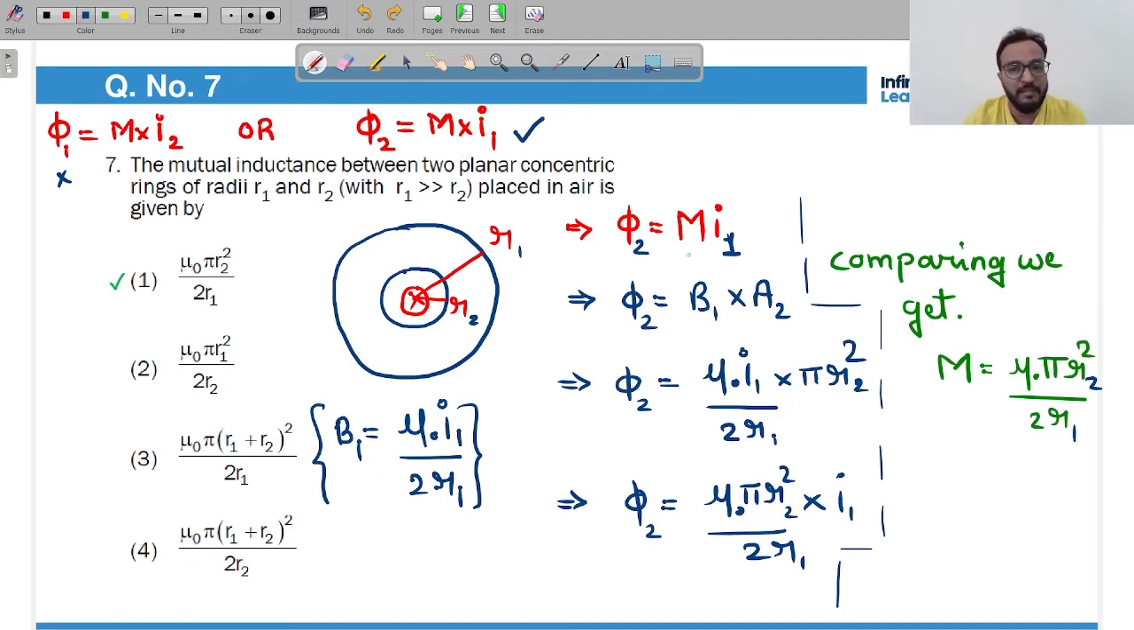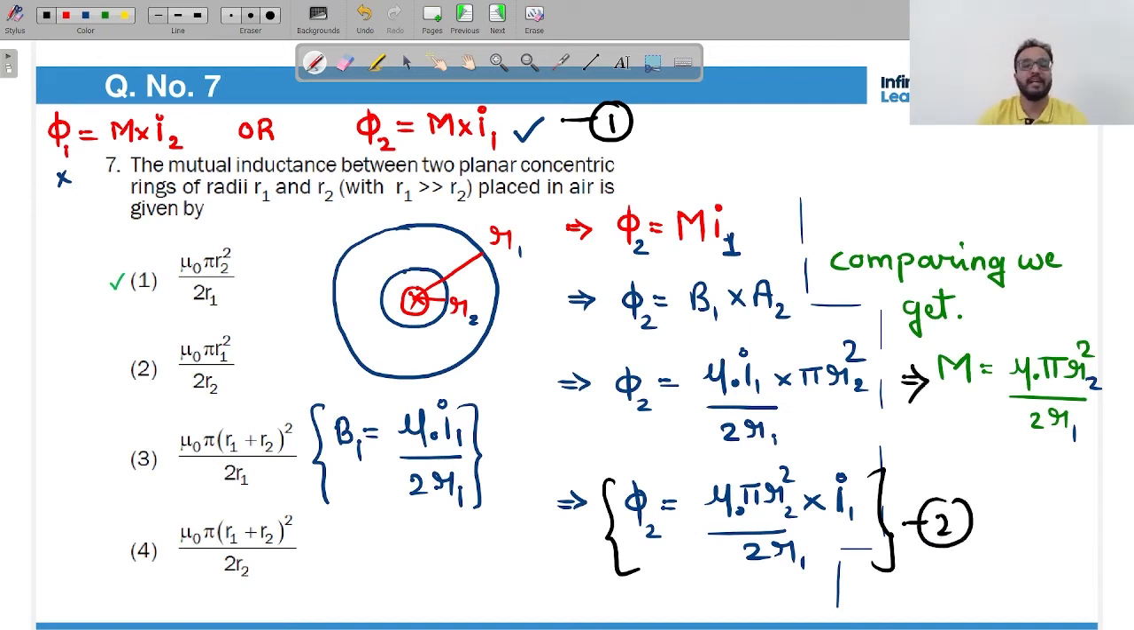So phi 2 is M I1, and phi 2 is B1 into A2. Obviously, magnetic field due to the first coil into area of the second coil. Put the values: mu naught I1 by 2R1 is the magnetic field due to the first coil, into pi R2 square, the area of the second coil. Now take I1 outside, and you can say mu naught pi R2 square upon 2R1. Now comparing equation number 1 with equation number 2, you will get the answer that mutual inductance is mu naught pi R2 square upon 2R1.